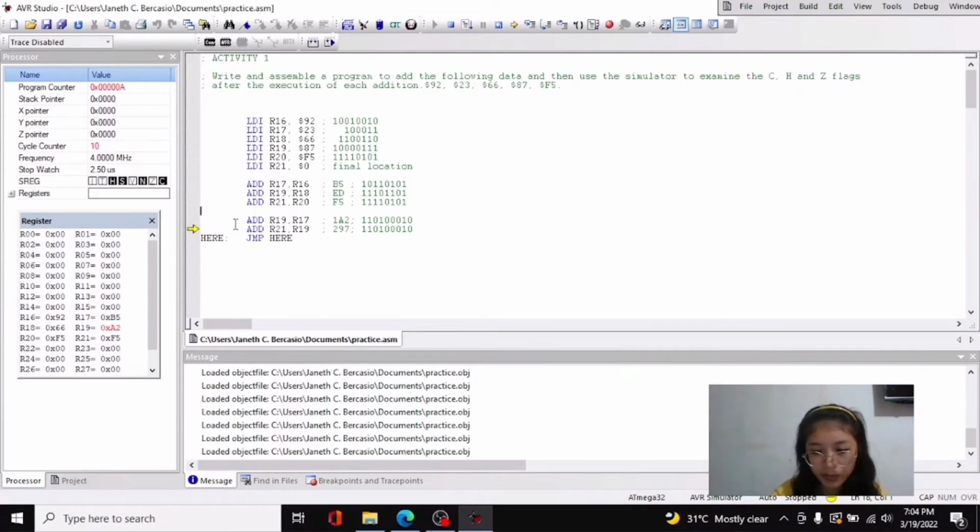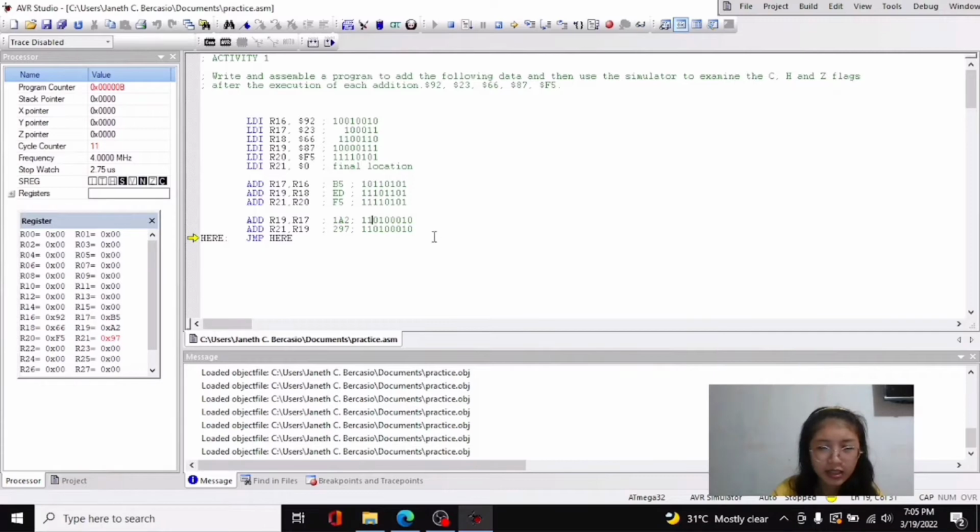For the last command, adding R21 and R19, we have a condition wherein our C flag is 1. Thus, adding R21, this one, and R19 will have a carry from our D7. So 1, 2, 3, 4, 5. So this one and then this one. So 1 plus 1, there will be a carry from our D7.